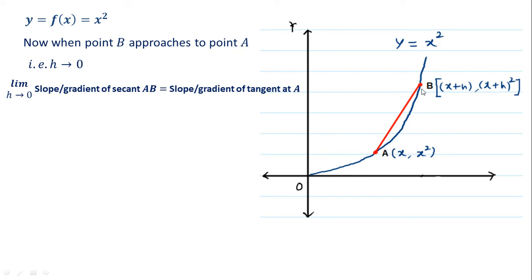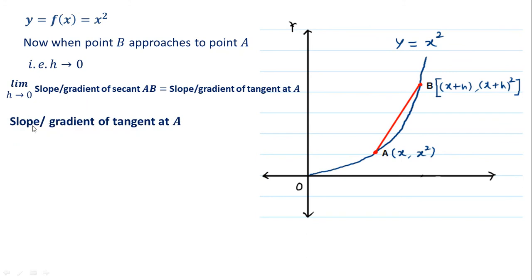If you move this point, or B approaches A as limit h tends to 0, then that secant AB will convert into the tangent at point A. So mathematically it is written as limit h tends to 0, slope or gradient of secant AB is equal to slope or gradient of tangent at point A. It is written like this.